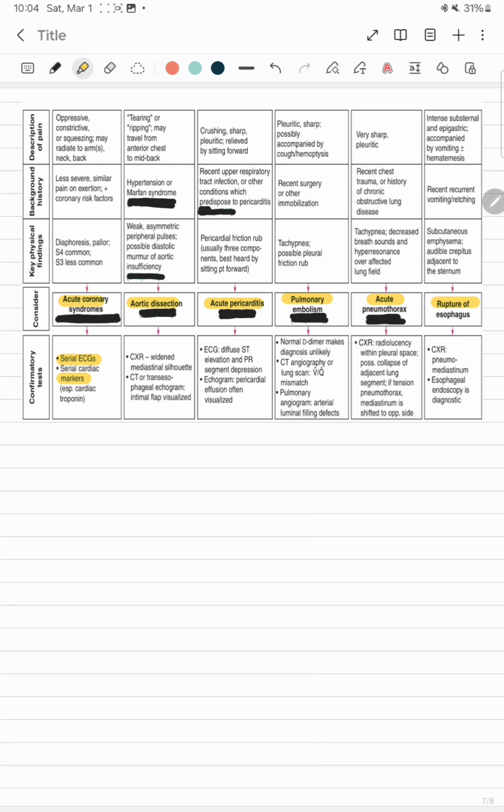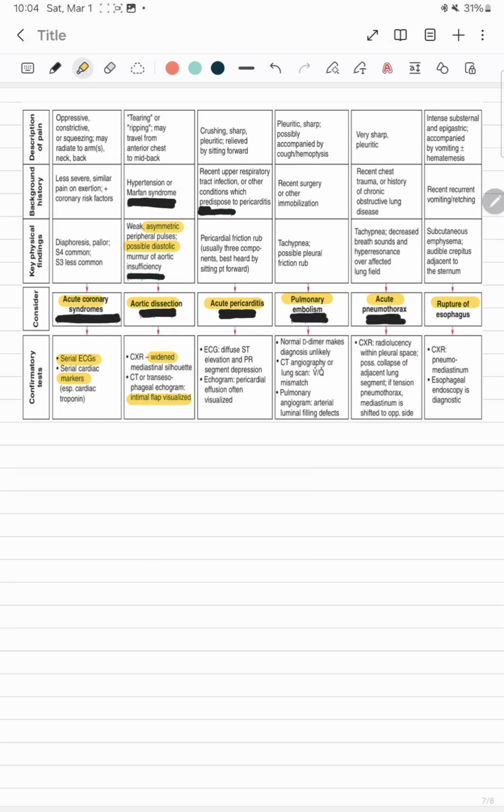Whereas aortic dissection is a tearing and ripping type of pain, from the anterior chest to the mid back. Hypertension and Marfan type of syndromes will be in the background history, and key physical findings include asymmetric peripheral pulses, possible diastolic murmur of aortic insufficiency, and chest X-ray showing widened mediastinum. CT or transesophageal echo will confirm it, and the intimal flap can be visualized.